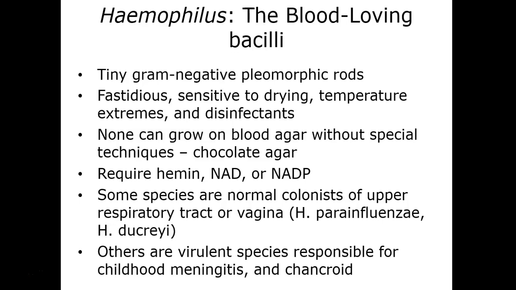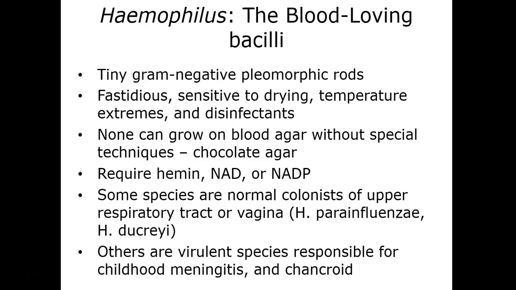And you'll notice down here that they actually require in their media things like hemin, NAD, and NADP. These are electron transfer components. So if we're talking about the electron transport chain, these are electron shuttle vectors. And we often grow them on a media known as chocolate agar. Chocolate agar is where we would lyse the red blood cells to release the heme into the agar. So it gets this almost milk chocolate appearance to the color.